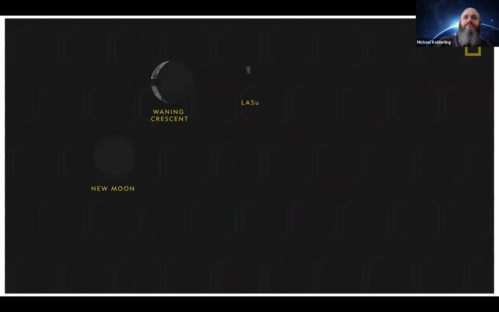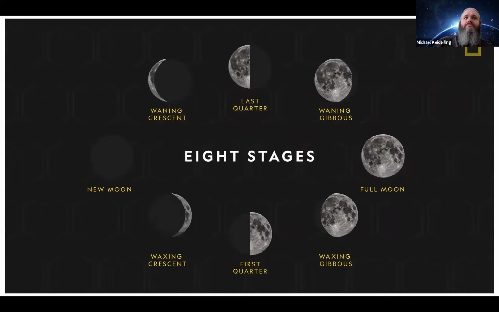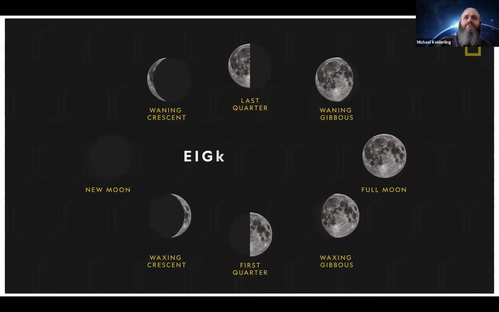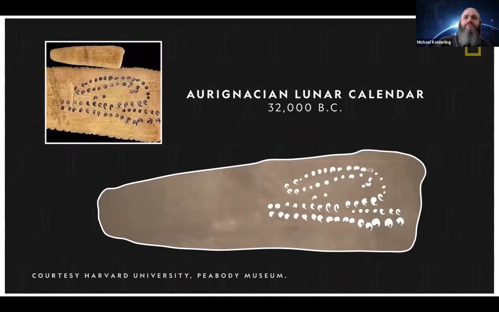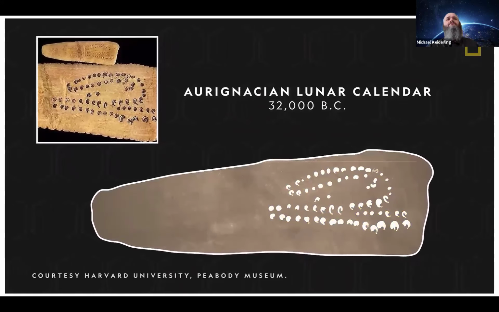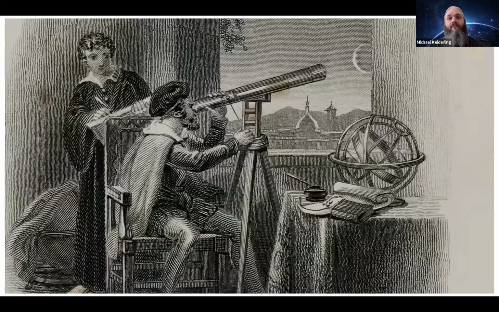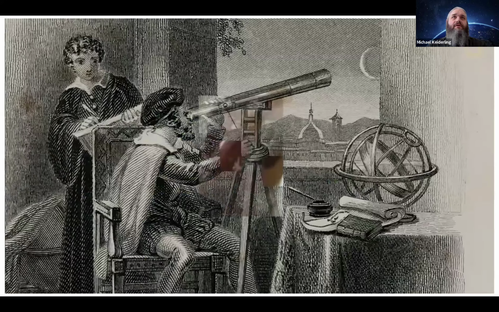From the Earth's surface, we can observe 8 distinct, traditionally recognized stages of the Moon's illumination. Called lunar phases, they have been observed for thousands of years and even provided the basis for the earliest calendars. For most of human history, the Moon could only be studied from afar.